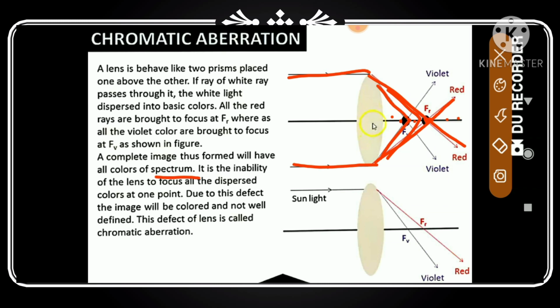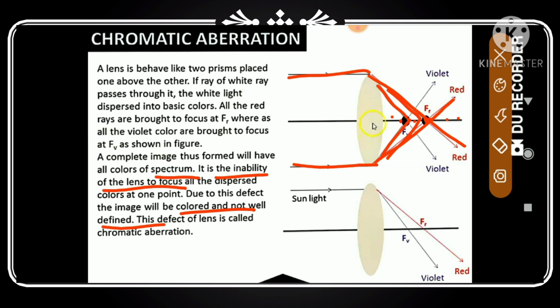We do not get a perfect image, or a well-defined image. It is the inability of the lens to focus all the dispersed colors at one point. That is the defect. Due to this defect, the image will be colored and not well defined.